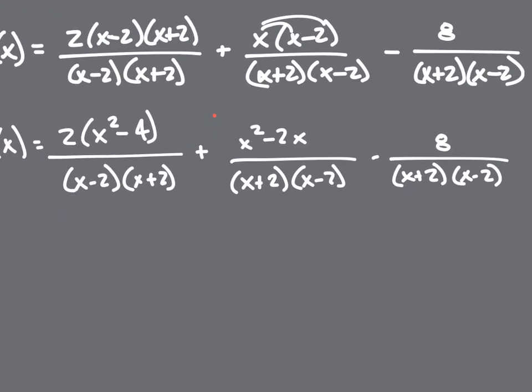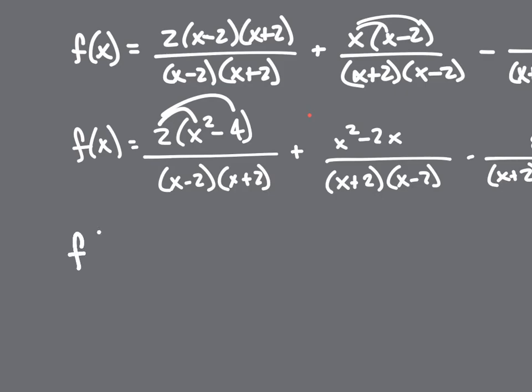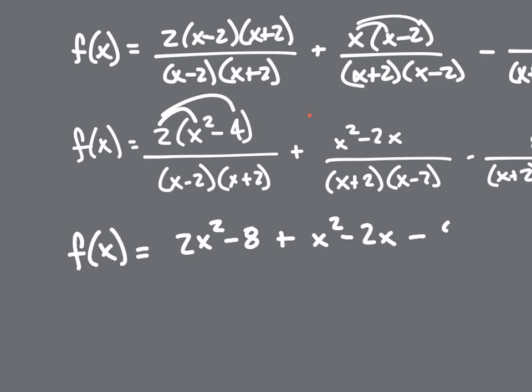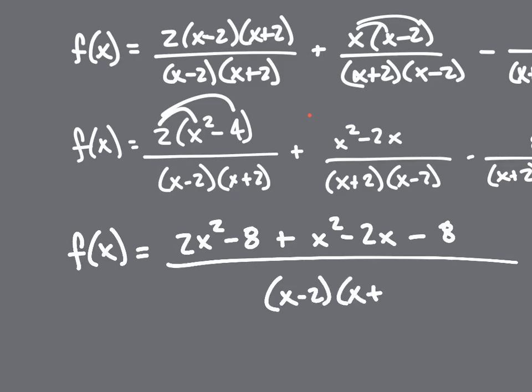From there, what I want to do is distribute my 2 here, all right? So let's just get everything straight and simplify it up top. So I've got 2x squared minus 8 plus x squared minus 2x and then minus 8. All right, so once I've got all that, I can put that over my common denominator, which is x minus 2 times x plus 2. Okay, from there, my next step, combine my like terms.